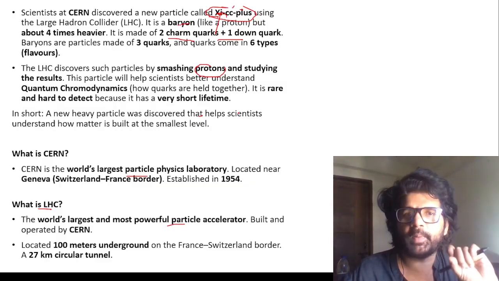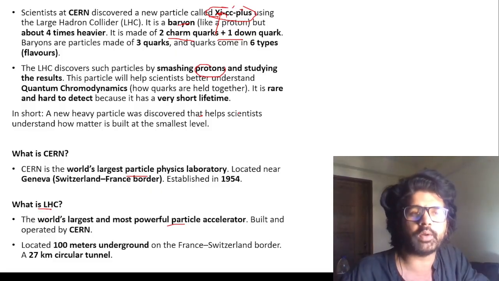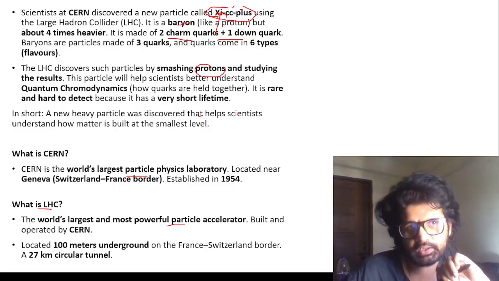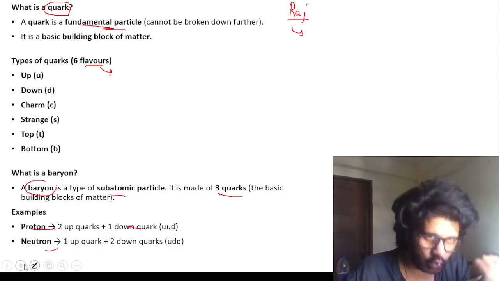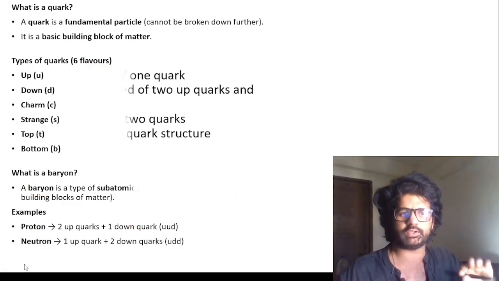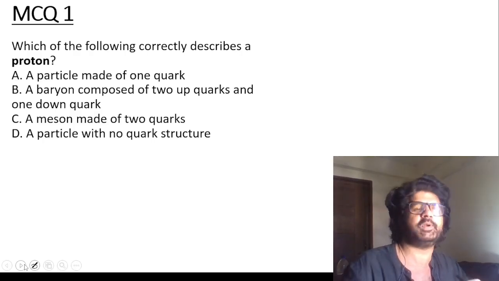Is like, what is a baryon made up of? 3 quarks. Is proton a baryon? Yes. Is neutron a baryon? Yes. Is XICC plus plus a baryon? Yes. So remember these things, go through it again, you will understand each and everything. Let's solve some questions so that we can remember stuff in a much better manner.